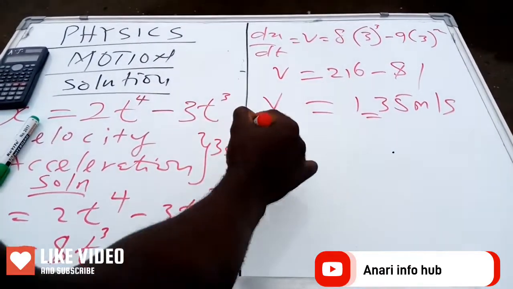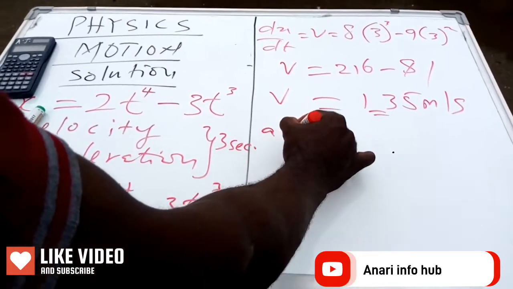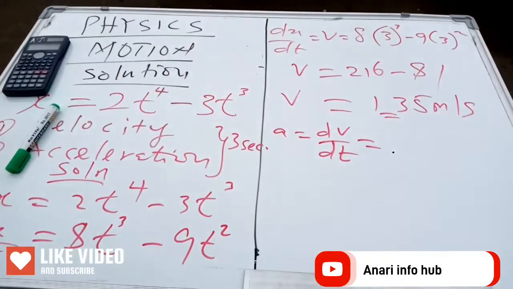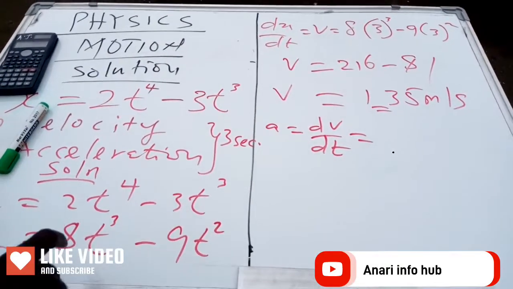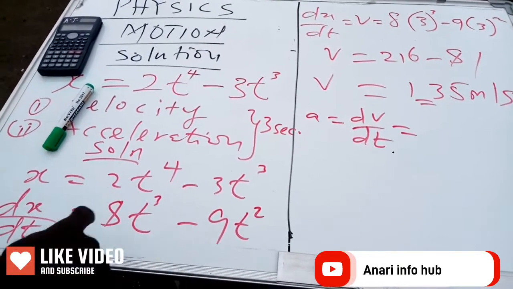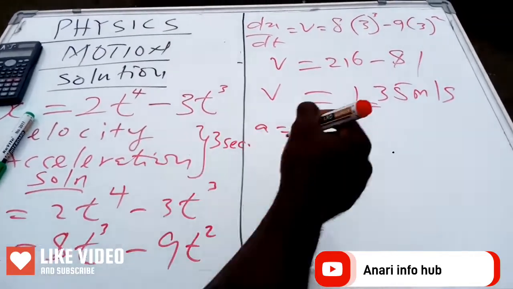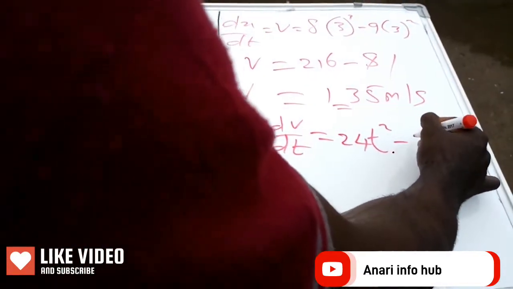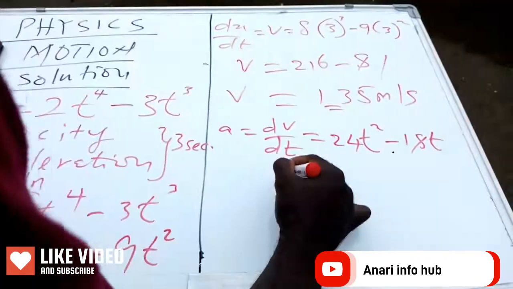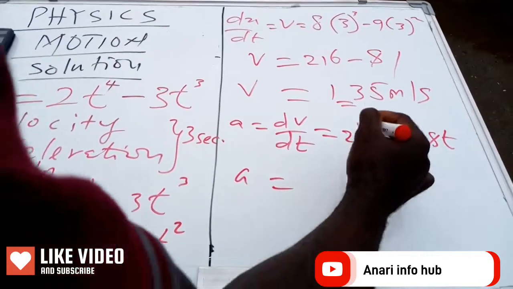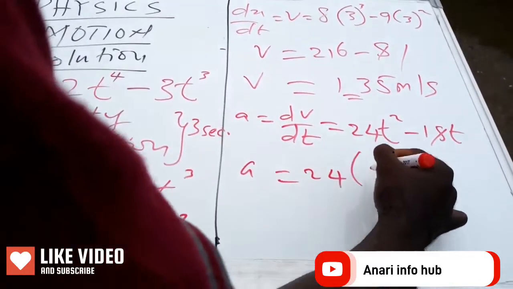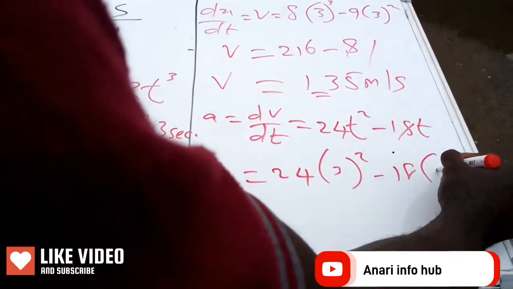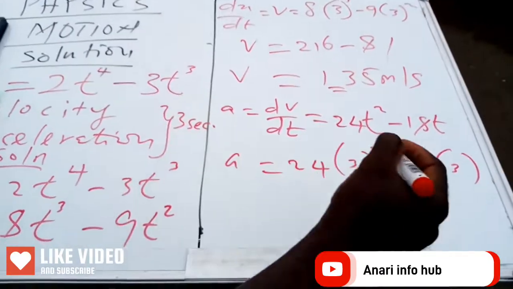Now our acceleration a will be equal to dv/dt. Coming back to this expression, this will give us 3 times 8, that is 24t raised to power 2, minus 18t. So a is equal to 24 times 3 squared minus 18 times 3.